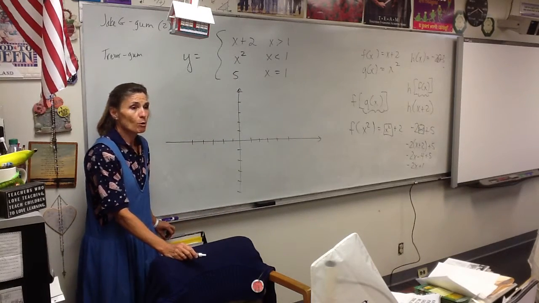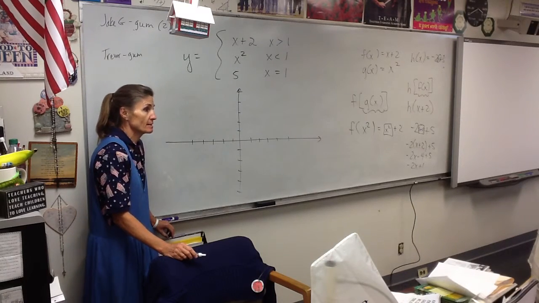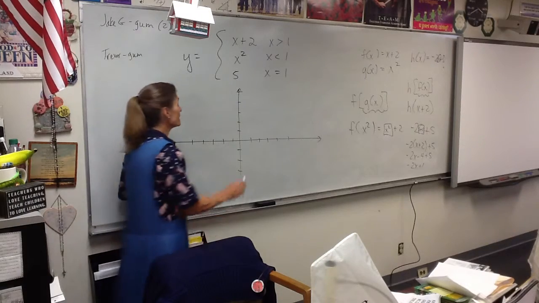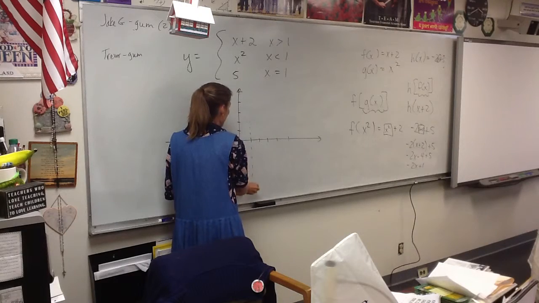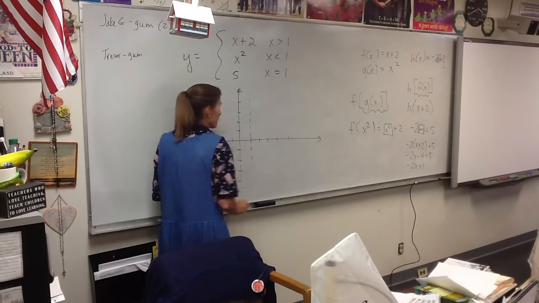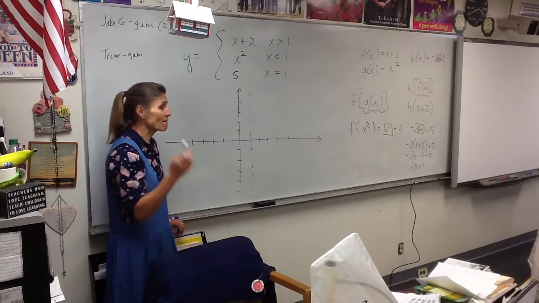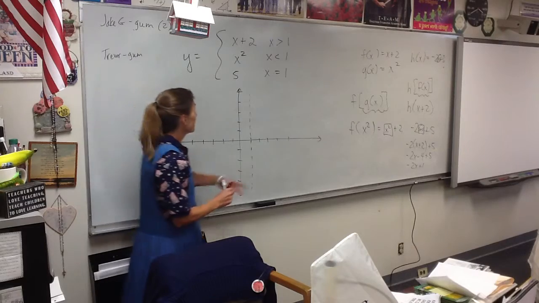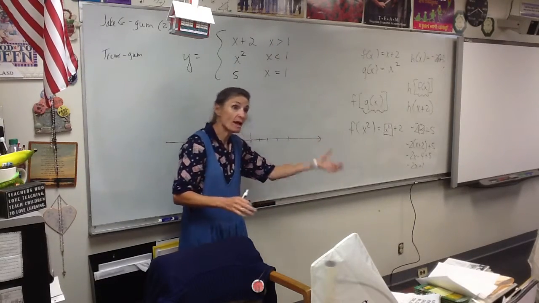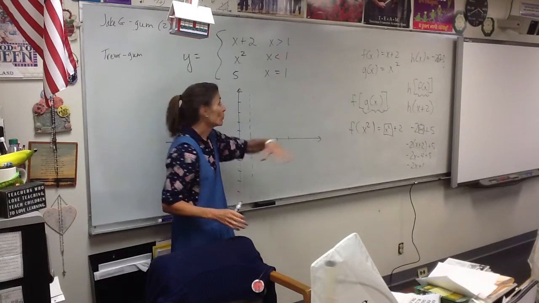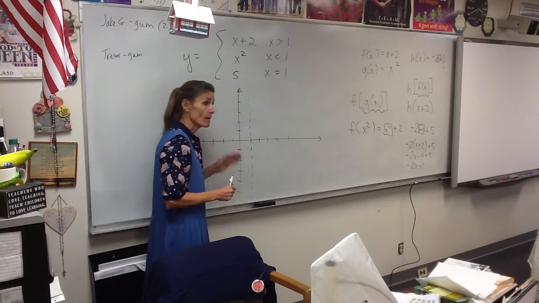Now, for this problem, notice it's graphed in pieces. And kind of the breaking point for the pieces is where x equals 1. Now, that's not an asymptote. I'm drawing it like an asymptote, but that's just my visual reminder that that's where the pieces are. We're either to the right of that line or to the left of that line. We're either bigger than 1 or less than 1. Okay?